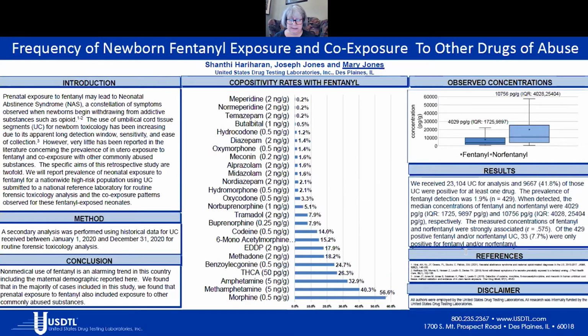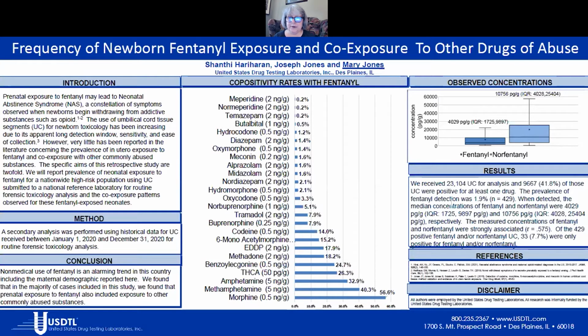So we performed a secondary analysis of historical data received from January 2020 to December 31st, 2020. And here were our observations. In that time, we received 23,104 umbilical cords that were tested for drugs of abuse, including fentanyl. 9,667 of those were positive for at least one drug. 429 were positive for fentanyls, giving us a 2% positivity rate.